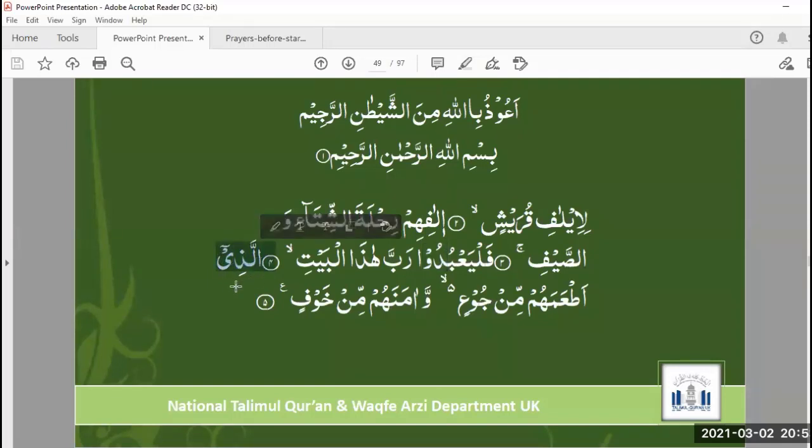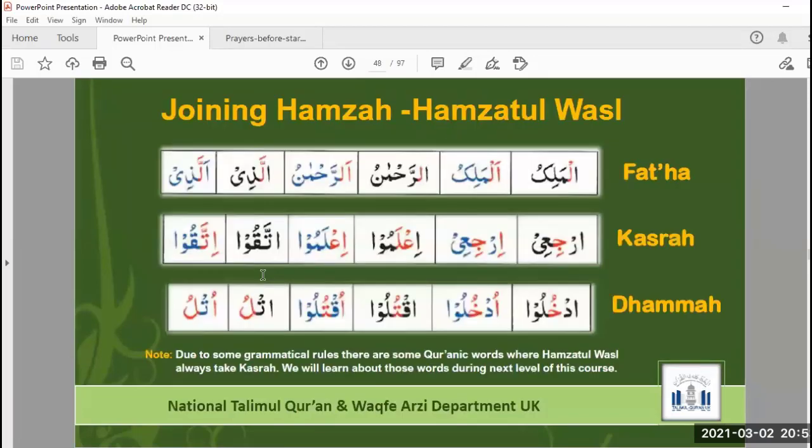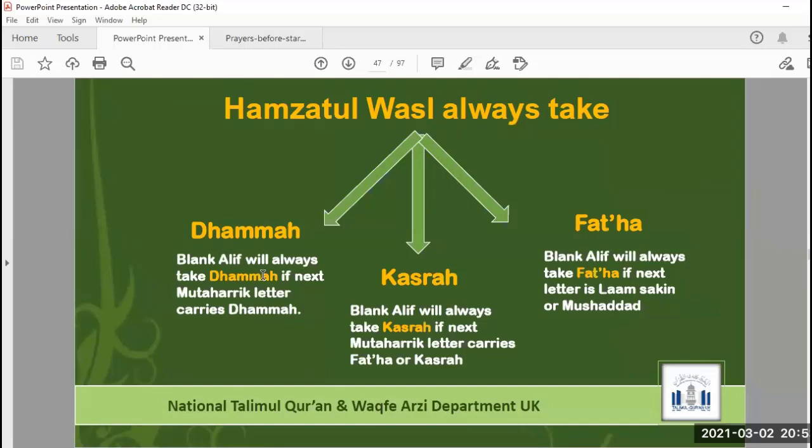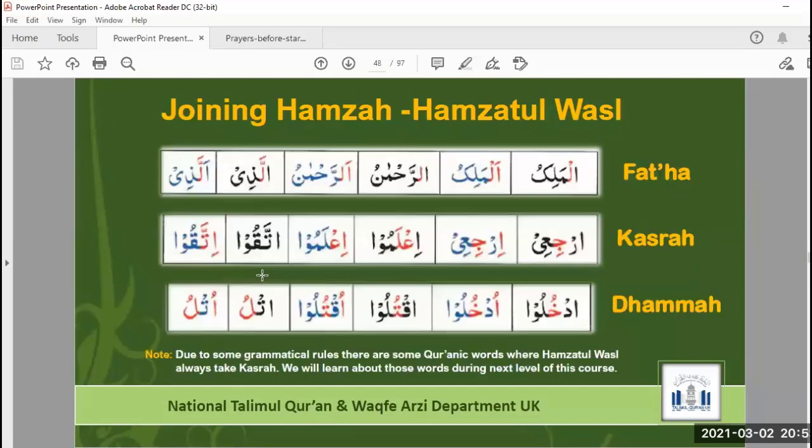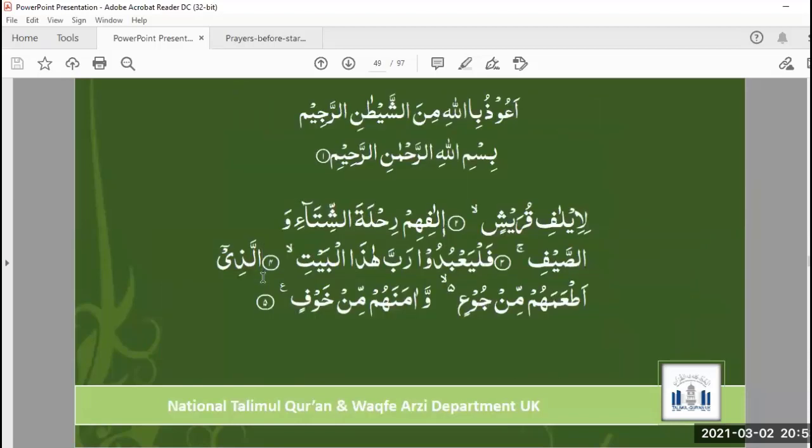This is the rule we are learning today, and we have done practice. This alif is a blank alif, yes, Hamzatul Wasl. So what I mentioned that first thing you need to look, if the next letter is lam, quickly put fatha on the alif. So here blank alif, the next letter is lam, so you will quickly put fatha on it. So allazi, yeah.